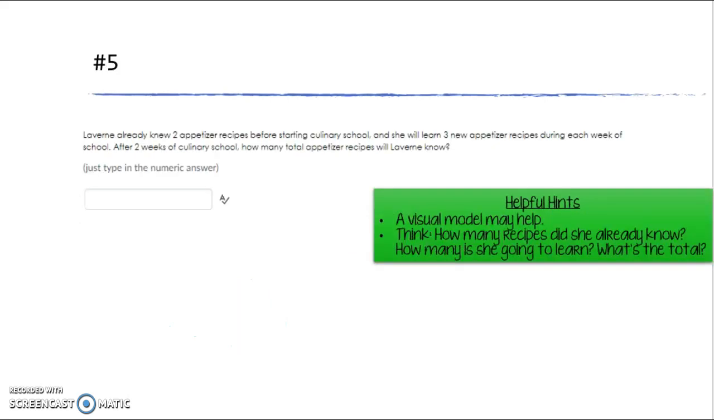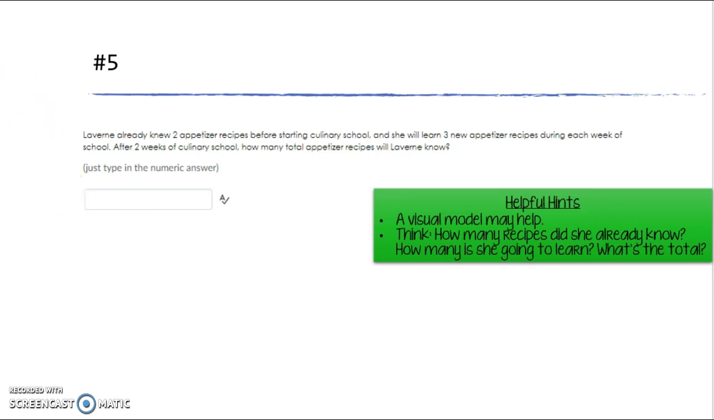Number 5, Laverne already knew 2 appetizer recipes before starting culinary school, and she will learn 3 new appetizer recipes during each week of school. After 2 weeks of culinary school, how many total appetizer recipes will she know? And this question's just wanting you to type the number answer into the box and submit. You don't have to type an equation, an expression, a variable, none of that, just the actual number answer.